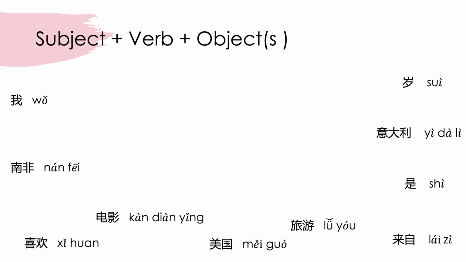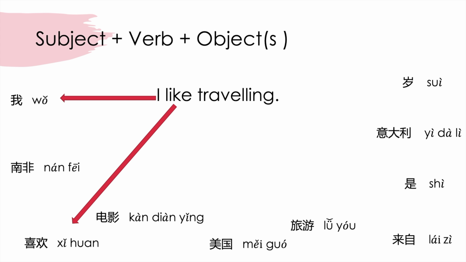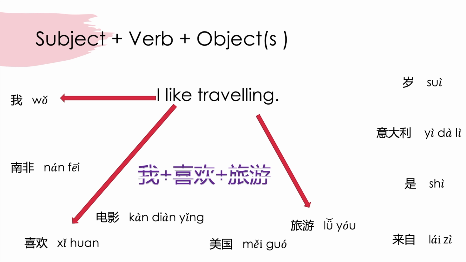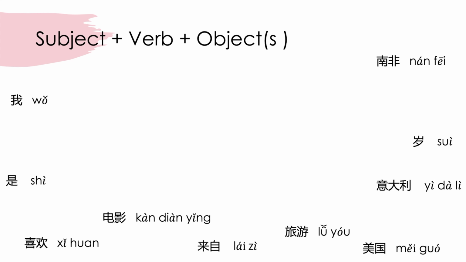Another example. I want to say I like traveling. Where's I? 我. Where's like? 喜欢. Where's traveling? 旅游. So the whole sentence will be 我喜欢旅游. Let's try another example.